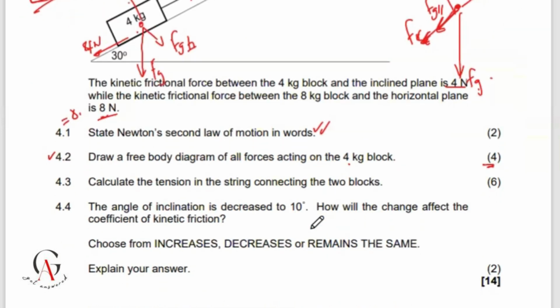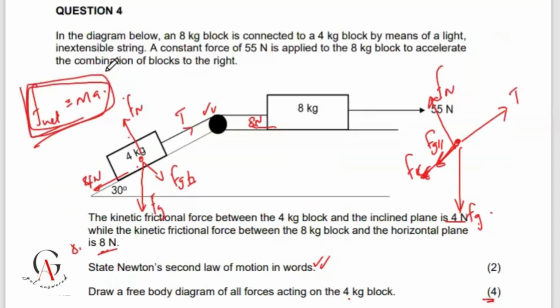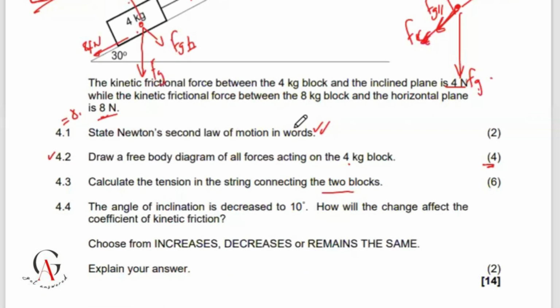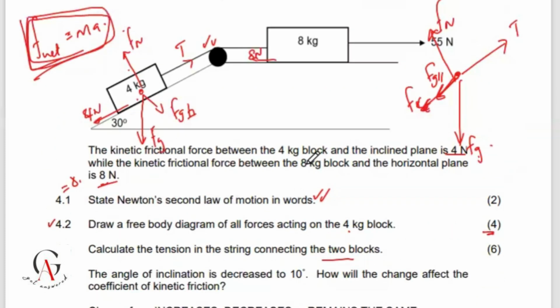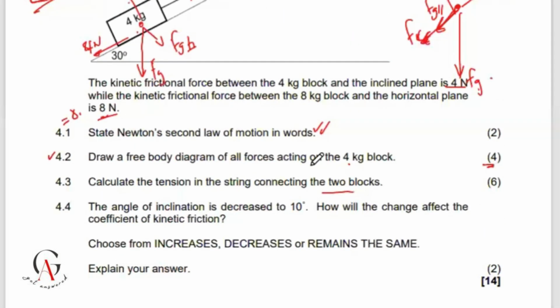Then 4.3, they want us to calculate the tension in the string that is connecting the 2 blocks. So this tension here is what they need for 6 marks. So what we can do, we can look at, do we know the acceleration? Because they said a constant force is applied so that it accelerates. So we don't know the acceleration, which means we need to get the tension. We also need to get the acceleration of the bodies. So I need to break this down.